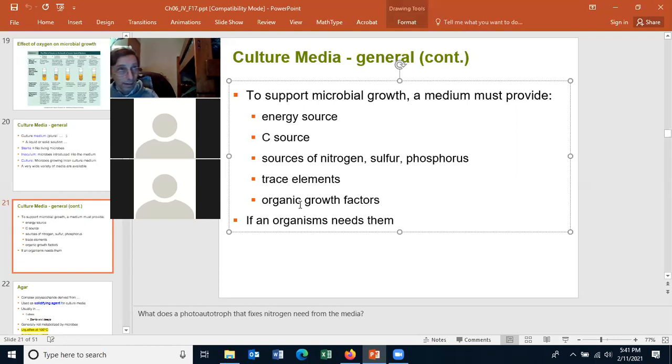like Streptococcus pyogenes. It will not grow on a general purpose media like tryptic soy agar or nutrient agar, but it will grow on a blood agar plate, and the Streptococcus pyogenes is getting its organic growth factors from the red blood cells in the blood agar. All right, any questions about any of that?